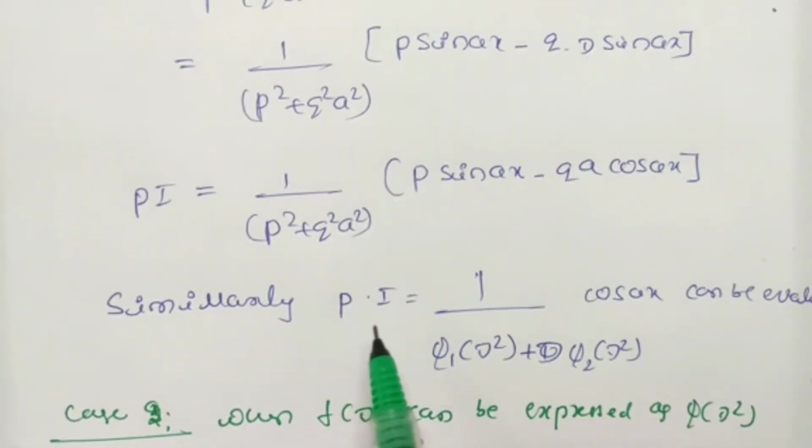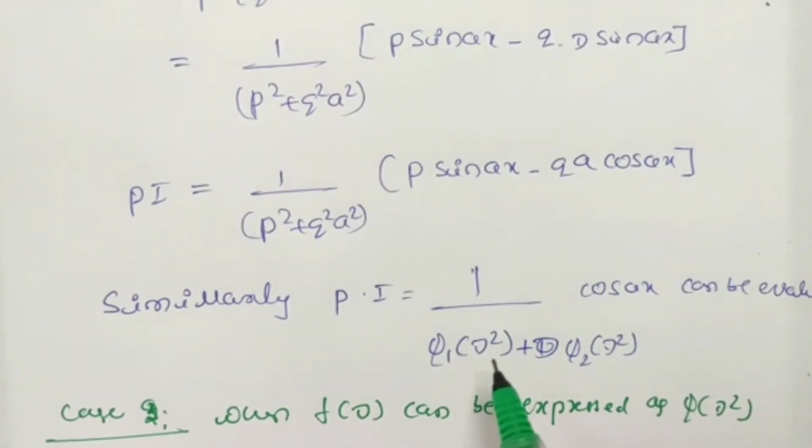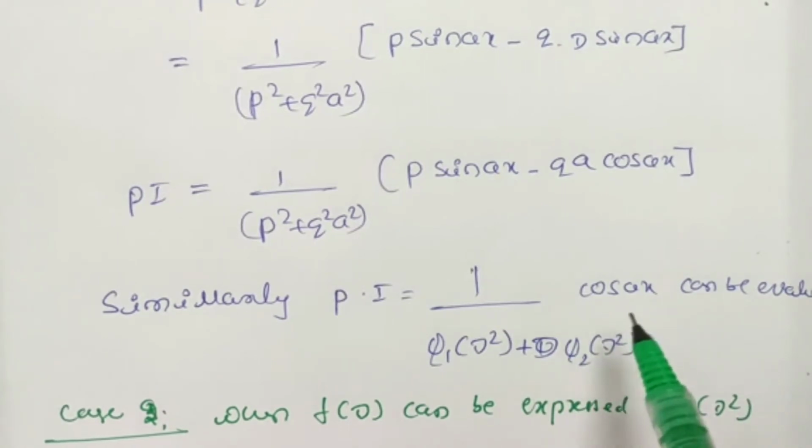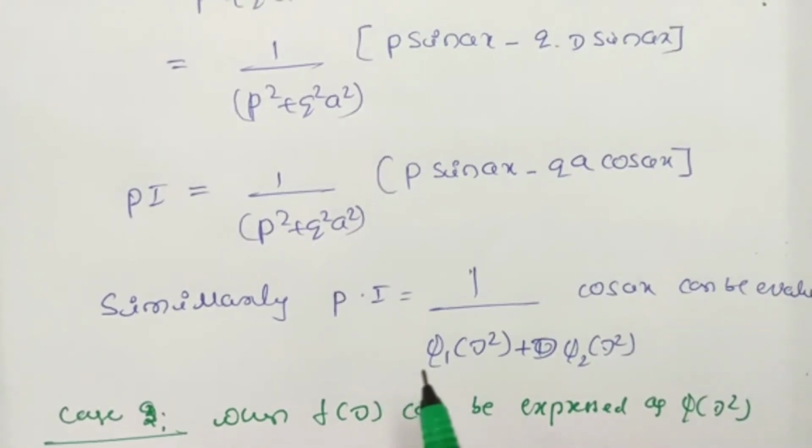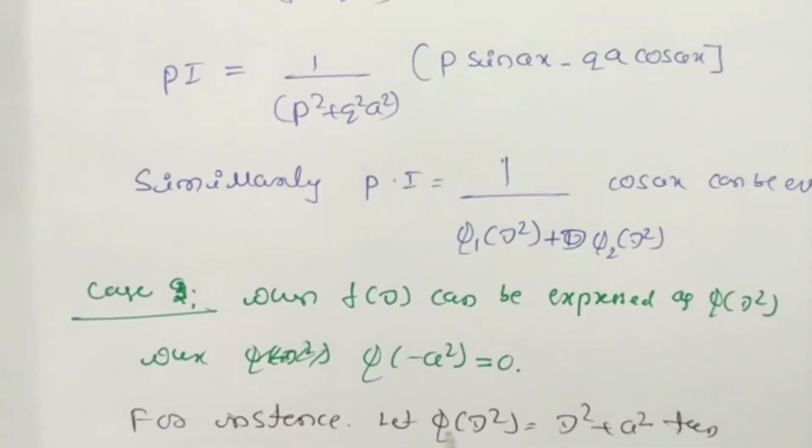Similarly, the particular integral 1 by phi 1 of D square plus D of phi 2 of D square, cos ax, can also be evaluated. So you have to replace D square by minus a square. After that again it will be in the form of D. After that you have to multiply and divide by the conjugate of its denominator, and so on. You can understand this again by solving examples very easily. It is very easy.